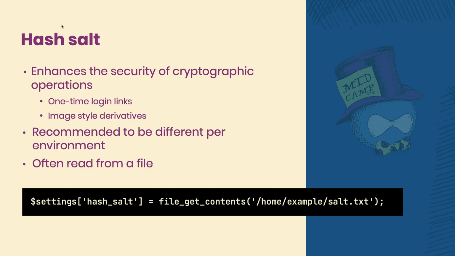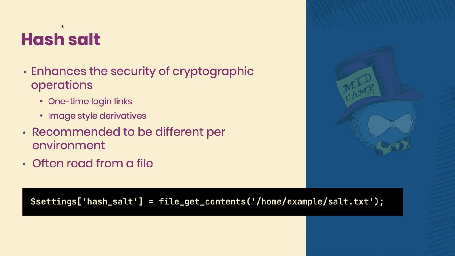The hash salt is used to enhance security for cryptographic operations, such as generating one-time login links and creating image style derivatives. It just adds an extra layer of complexity to those operations, so it makes it more difficult for attackers to retrieve the original data without knowing what the salt is. So it's recommended that you do not commit the salt to your repository, and you keep it secret.